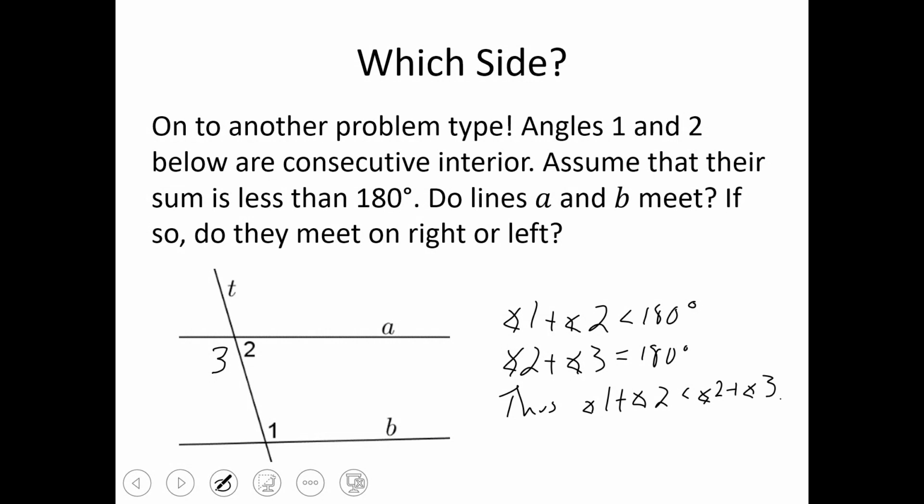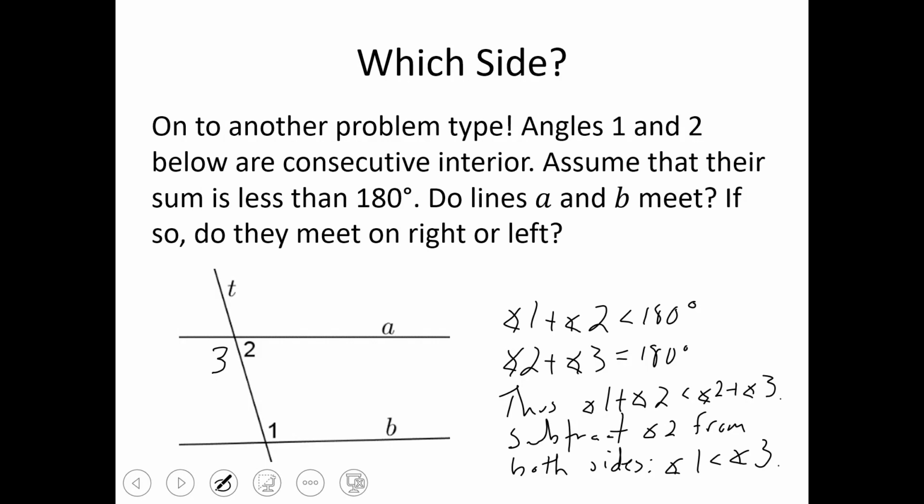And now, just do a little subtraction. Subtract angle 2 from both sides, and think about what you get when you do that, and then simplify the result. You get that angle 1 is less than angle 3. And then think about that.